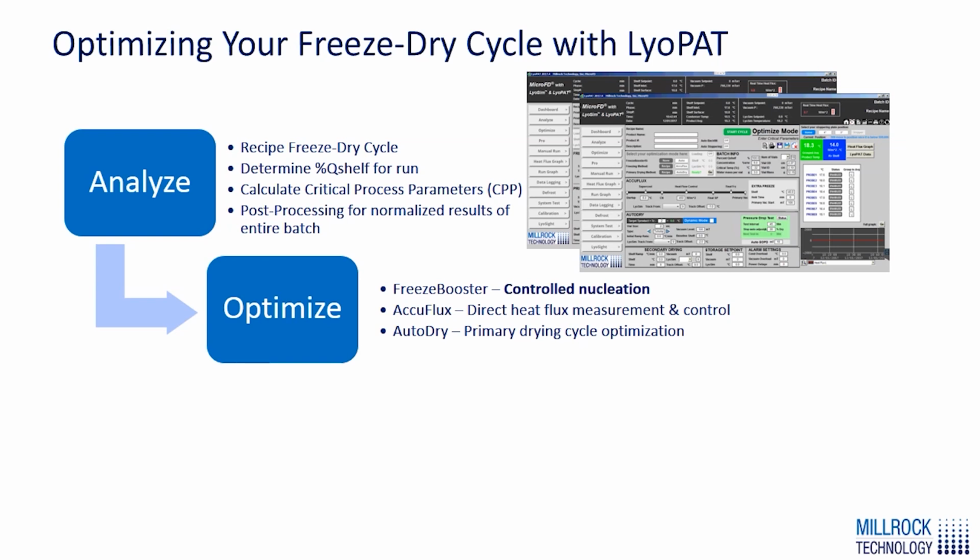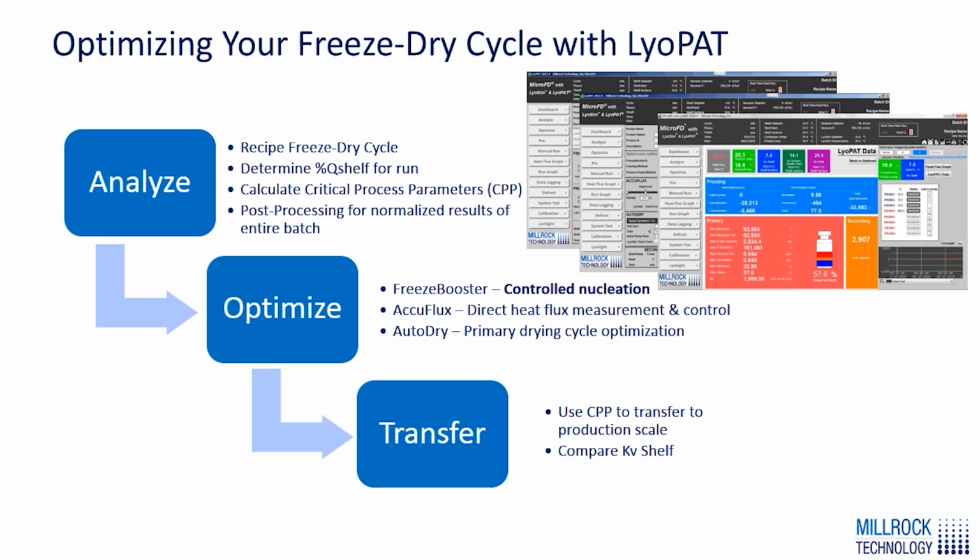That's when you're developing the frozen crystal structure within your product that will then be dried off, and that will really determine a lot of the critical quality attributes of your final dried cake. So again, using these 3 optimization features, we're going to optimize our cycle to develop a better cake, a more uniform cake across the batch, and to reduce the cycle time as much as possible. And once we have this optimized protocol, we can then look to transferring it using the critical process parameters that we've calculated, and by comparing the KVs between various units that we're looking to transfer to.